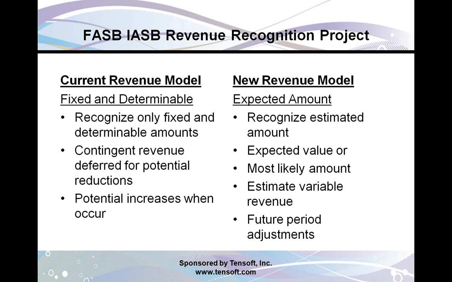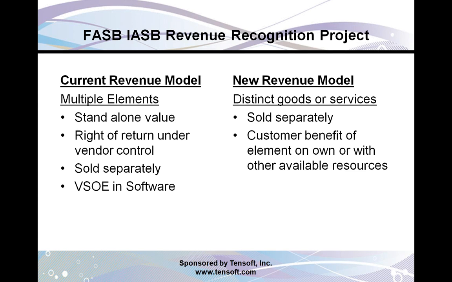So this is a very different concept. Currently we say we recognize only the certain amount, the net amount. We'd be recognizing variable amounts that haven't actually occurred yet based on what we expect to receive. Our current model has a concept of multiple elements: standalone value, right of return. It's a standalone element when it's sold separately. And in software, we have this concept of VSOE, which impacts our multiple element arrangements. In the new model, we've got distinct goods or services when they're sold separately or when the customer can benefit from that obligation or element.